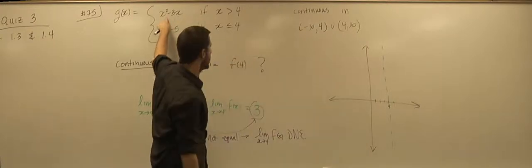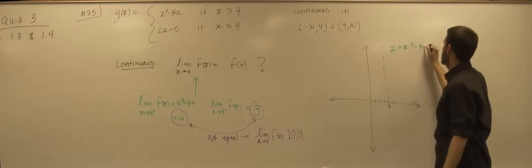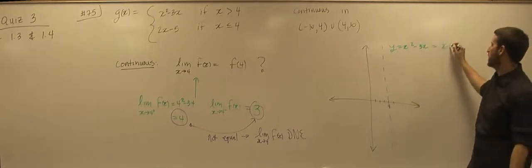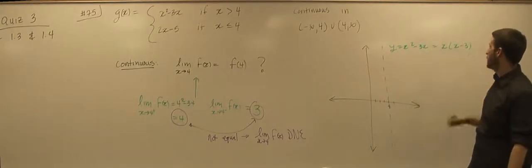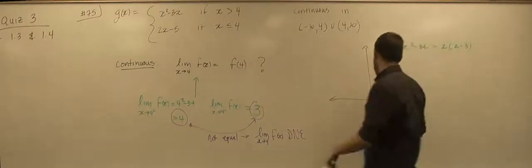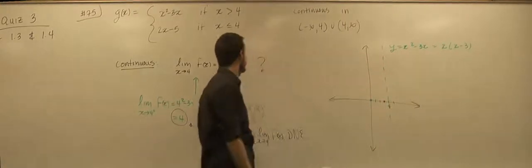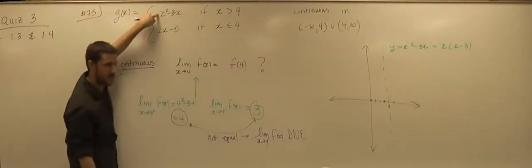For this guy, I would pull an x out. Right? For y equals x squared minus 3x, factor an x out of that, and you get your zeros are 0 and 3. Is the parabola pointing up or down? Up, because it's a positive x squared.